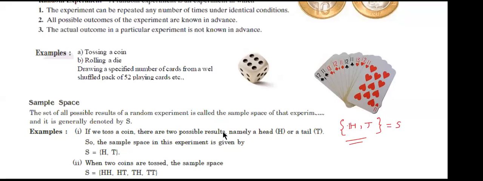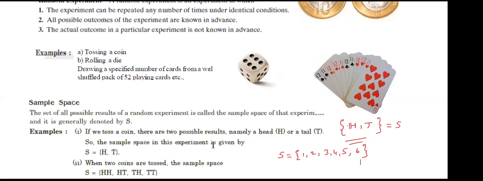If rolling a die, what are the sample points? On a die, we know that 1, 2, 3, 4, 5, 6 points are there. The set of these points, we will say is the sample space. Okay, what is the sample space? The set of all possible results of a random experiment is called the sample space of that experiment. It is generally denoted by S.